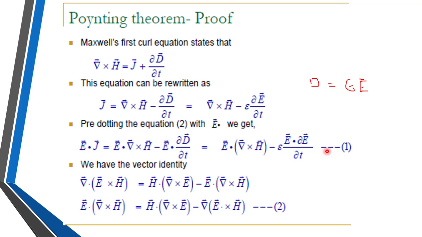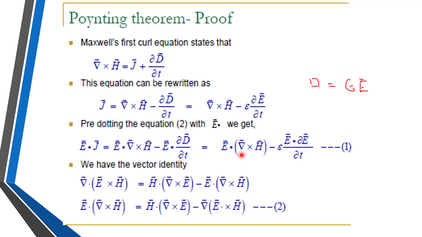Now we will call this equation number 1: E bar dot J bar is equal to E bar dot del cross H bar minus epsilon E bar dot dou E by dou T. E bar is already there, D bar is nothing but epsilon E bar, so we have put epsilon into dou E by dou T there, and we call this equation number 1. But now we have to find out what this first term is.